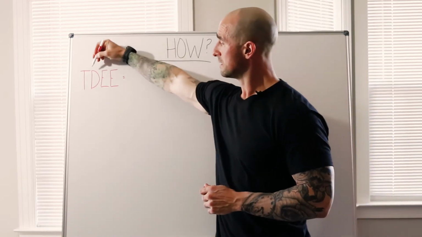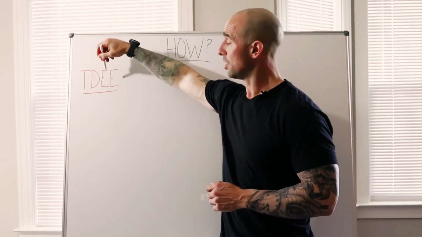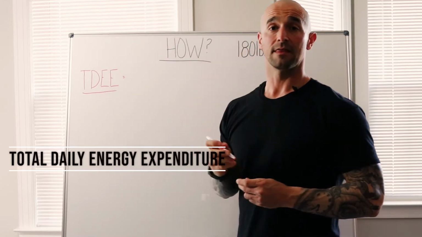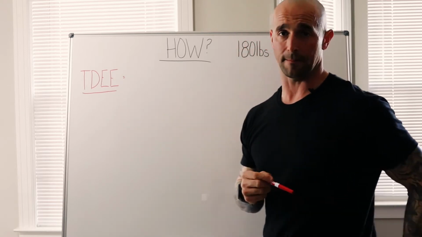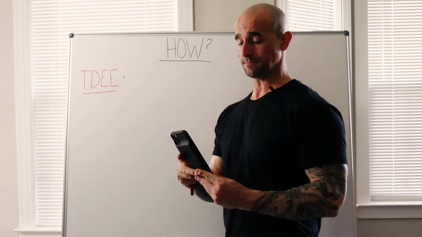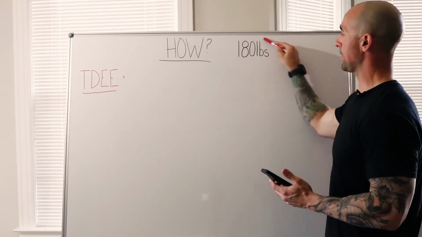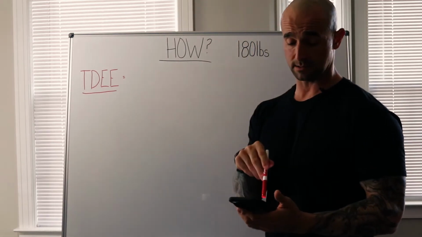So there's two different ways. One, TDEE. That's something I want you to remember. Total daily energy expenditure. There are calculators online. You Google that, first calculator will pop up. I have one here on my phone. So I am now 180 pounds, right? So I'm a male, 180 pounds.